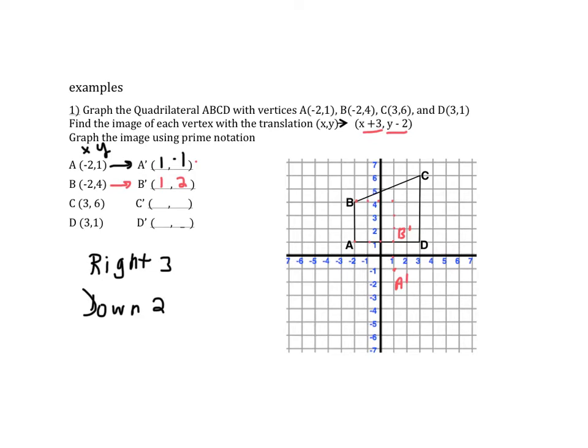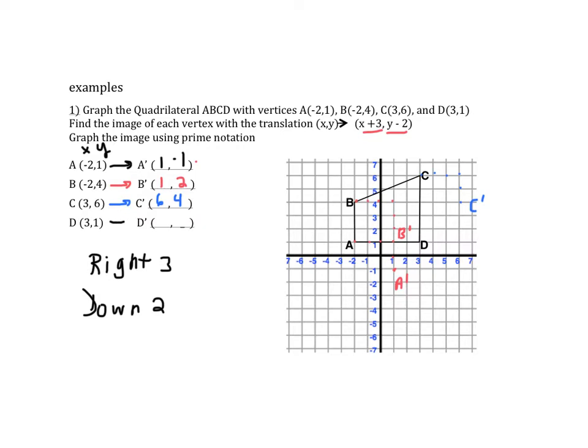For point C, again, we're going to start at the point (3, 6). So pencil point on (3, 6). Go to the right 3, 1, 2, 3. Down 2, 1, 2. That's where C prime will be located. And its coordinates are (6, 4). Again, add 3 to x, subtract 2 from y.